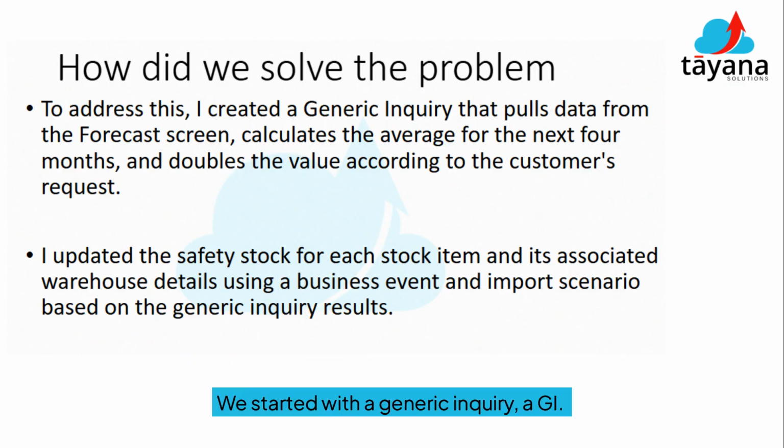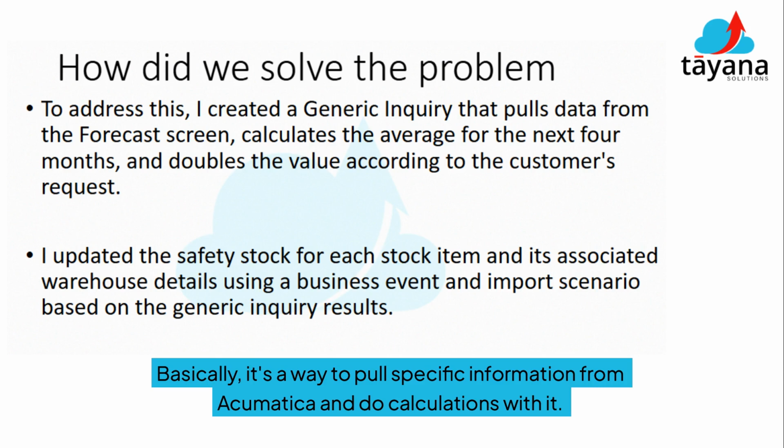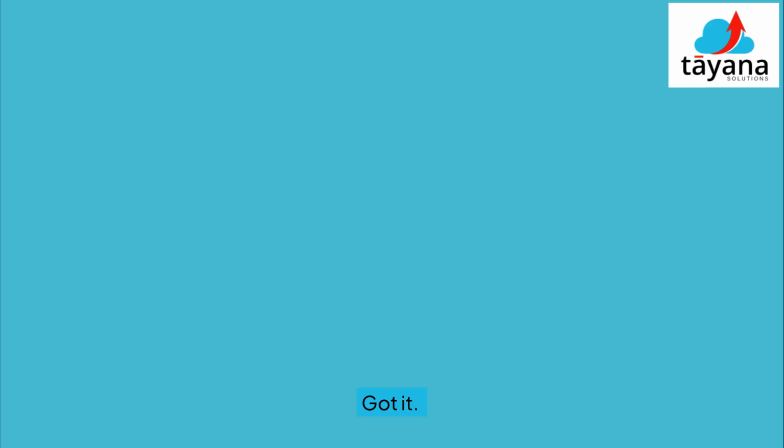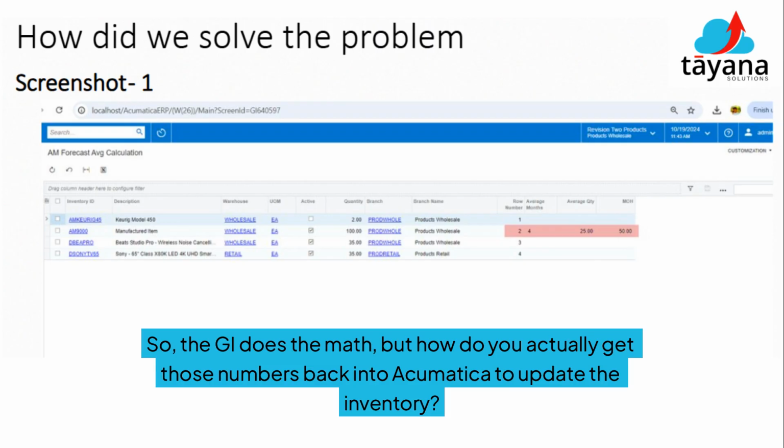We started with a generic inquiry, a GI. Basically, it's a way to pull specific information from Acumatica and do calculations with it. In this case, it grabbed their 4-month forecast and figured out the average monthly demand. Got it. So the GI does the math. But how do you actually get those numbers back into Acumatica to update the inventory?